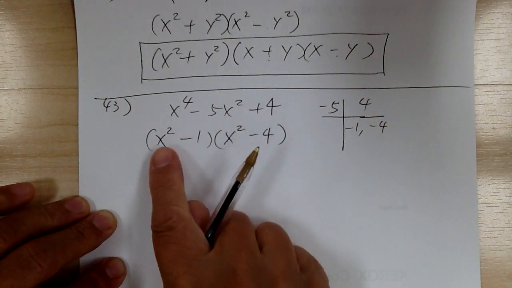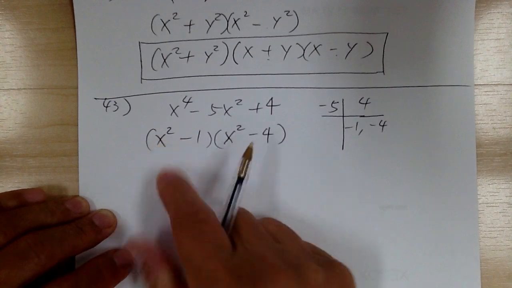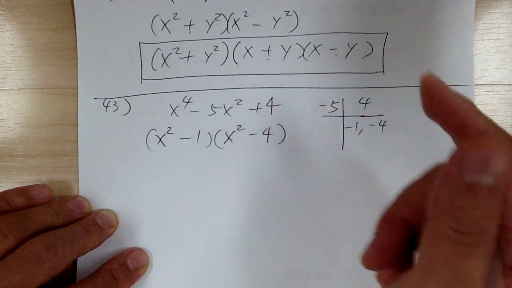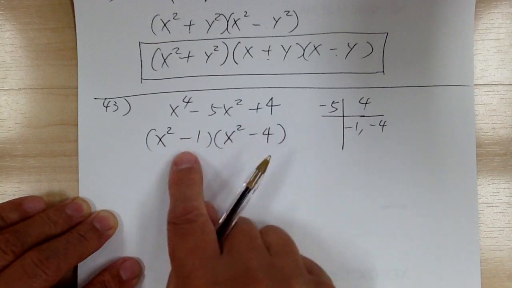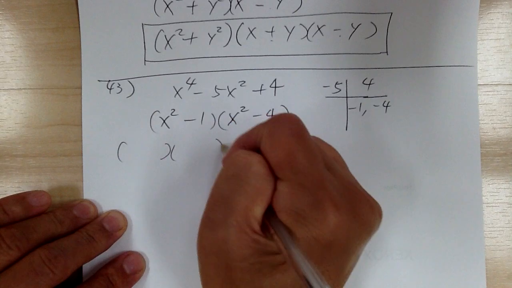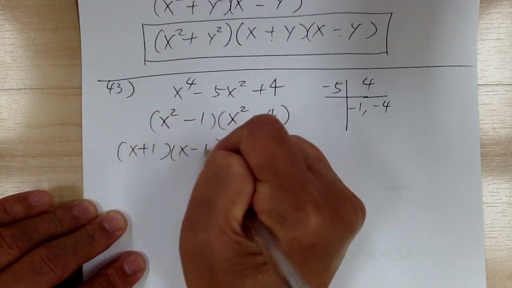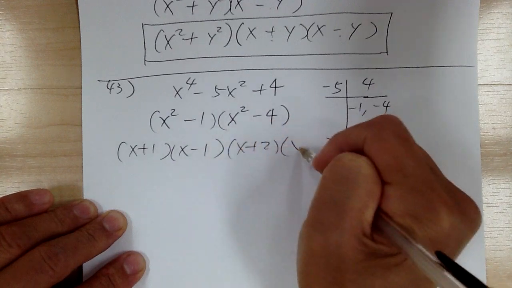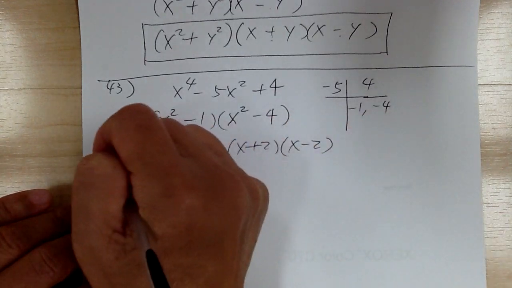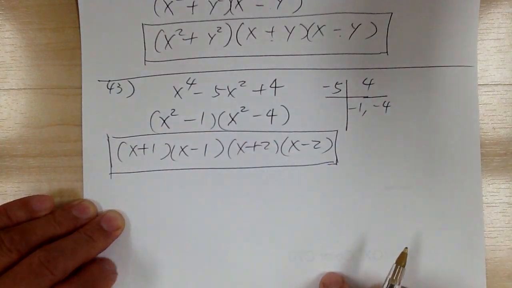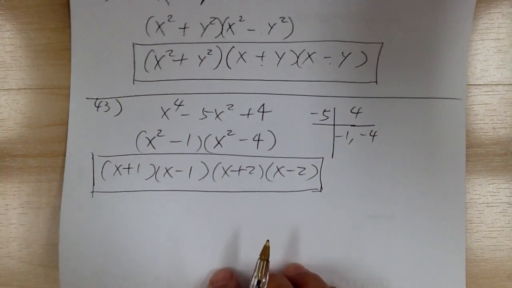Okay, now whenever you have a square, you have to keep checking. Okay, so again, see you have the square, you have to keep checking. Once you have no more square, then you're done. Notice you should be able to recognize all these difference of square. So this one you can factor into x plus 1, x minus 1. This one you can factor into x plus 2, x minus 2. Okay, so you should be able to recognize the difference of square easily by now. Okay, let's go to 45.